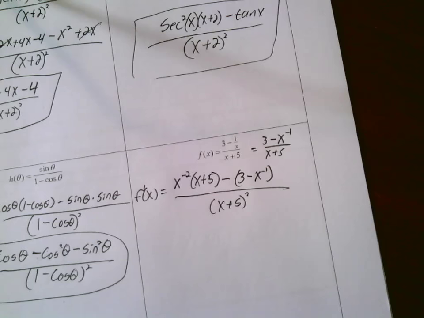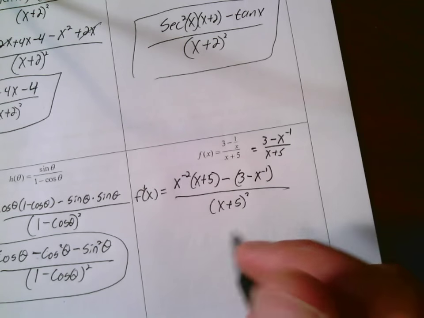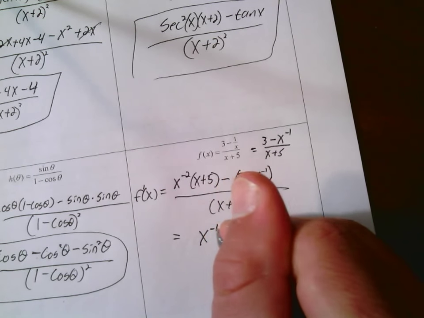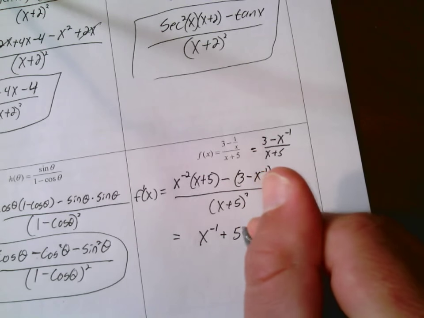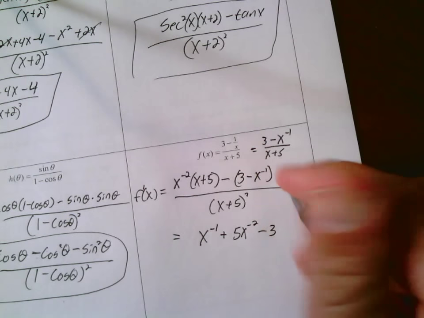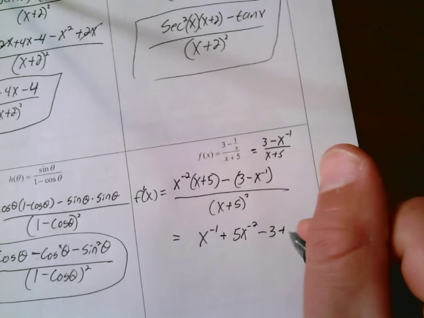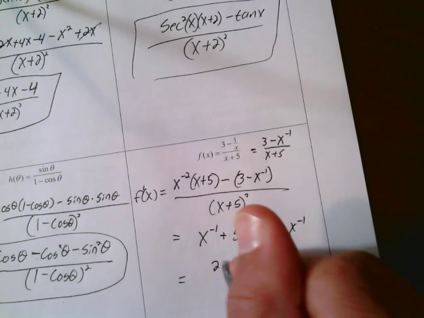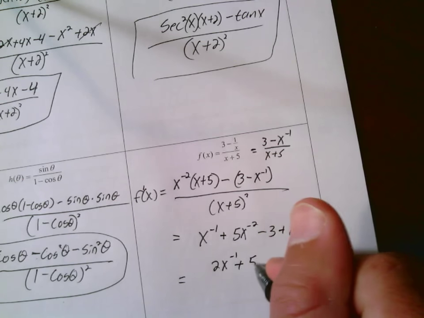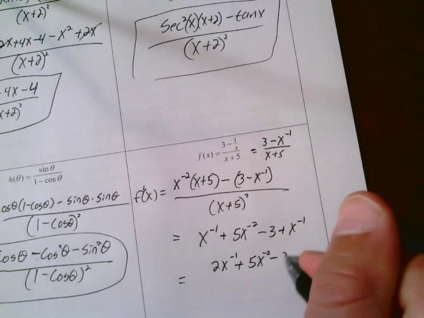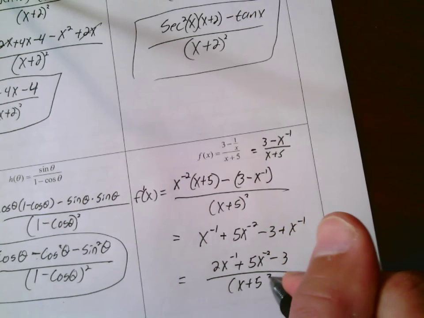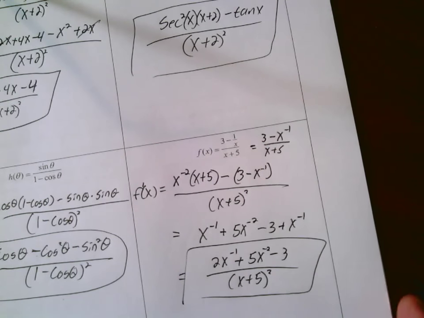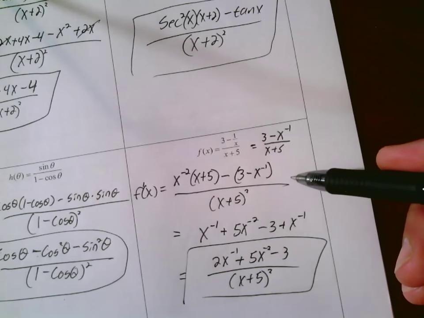Let's just see what happens. X to the negative 1 plus 5x to the negative 2 minus 3 plus x to the negative 1. So I get 2x to the negative 1 plus 5x to the negative 2 minus 3 all over x plus 5 squared. So you can simplify this stuff, but it doesn't really help you because you can't cancel anything. So usually when I get to the derivative, well, there's the derivative right there, I'm done.